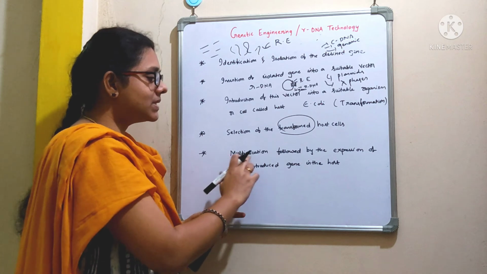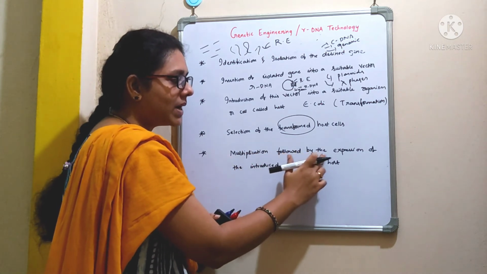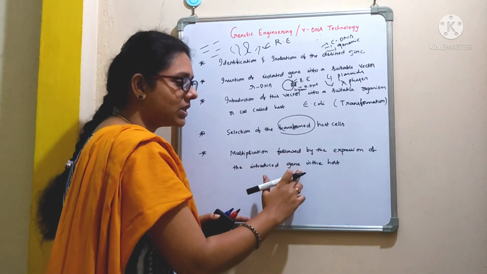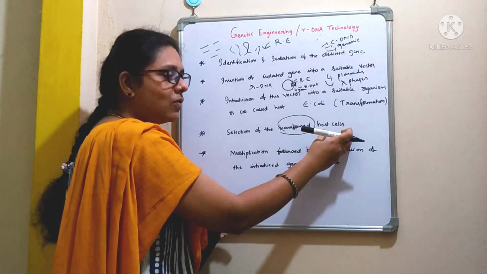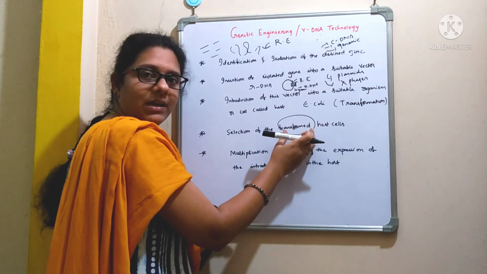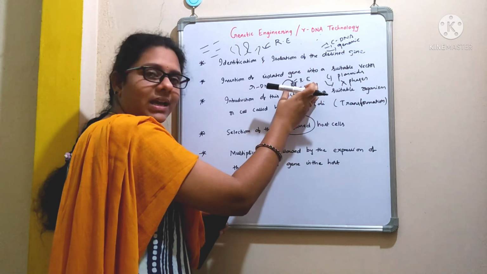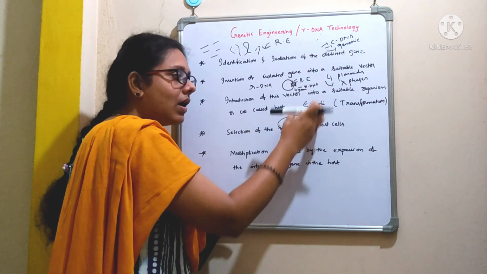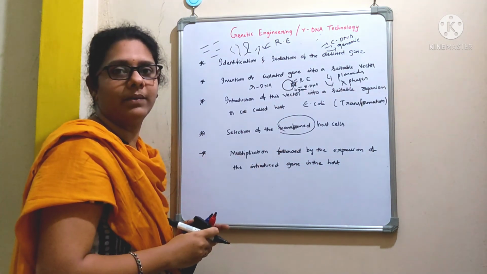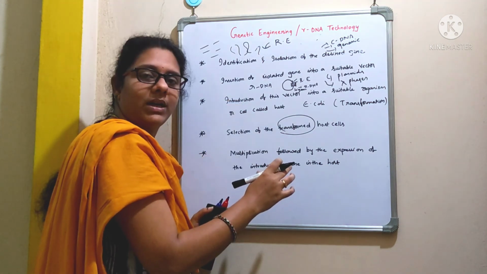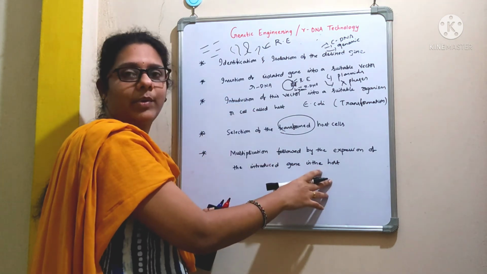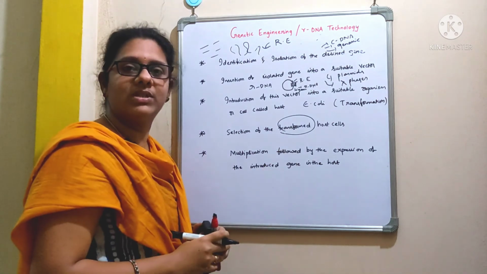And the final step is the multiplication followed by the expression of the introduced gene in the host. So now these transformed cells, that means the E. coli cells which have taken up the recombinant DNA molecule, are then introduced into a fermenter. At the end of the fermentation, we are going to get the product. This is how we carry out the procedure.